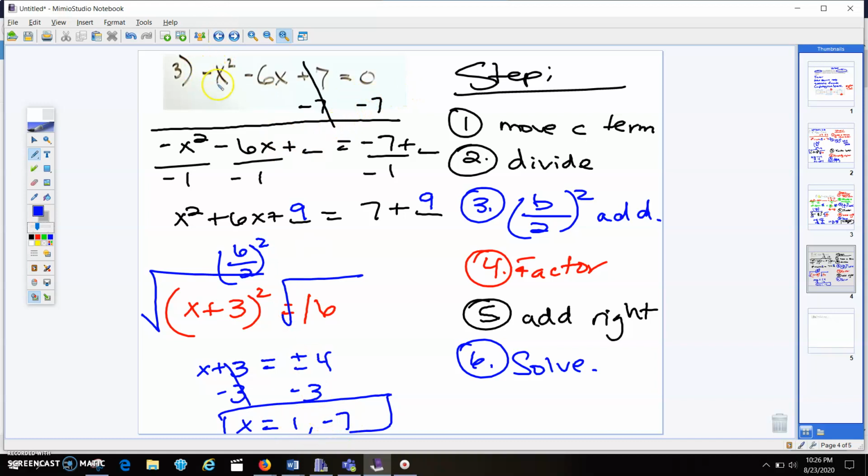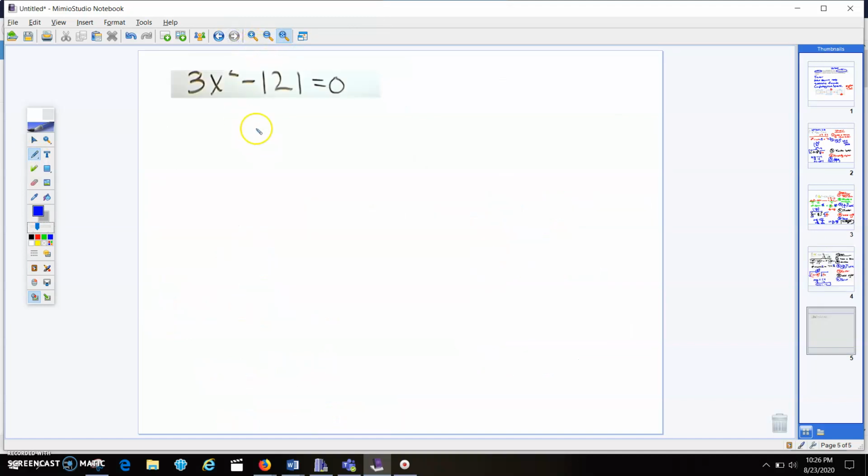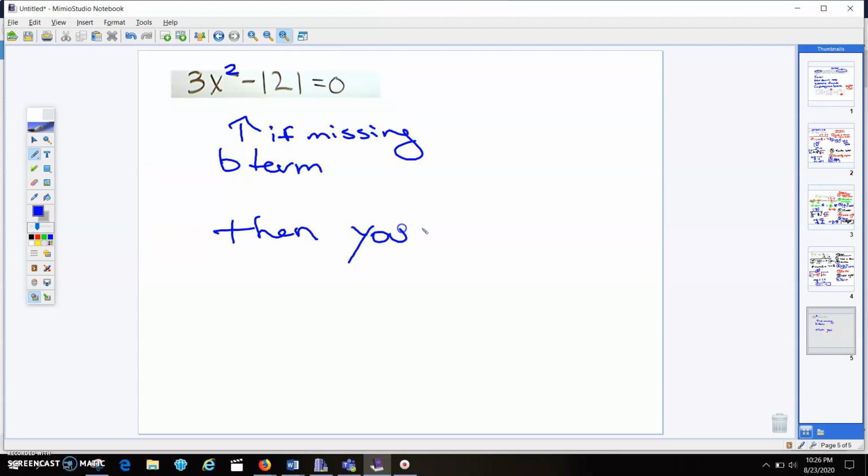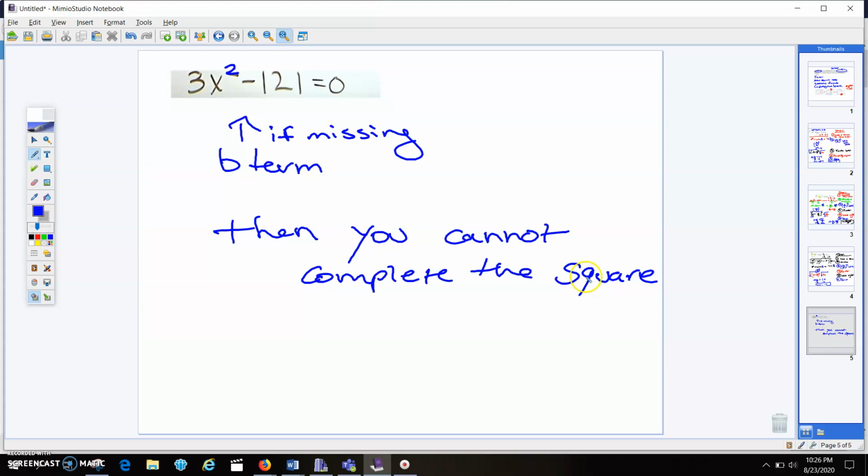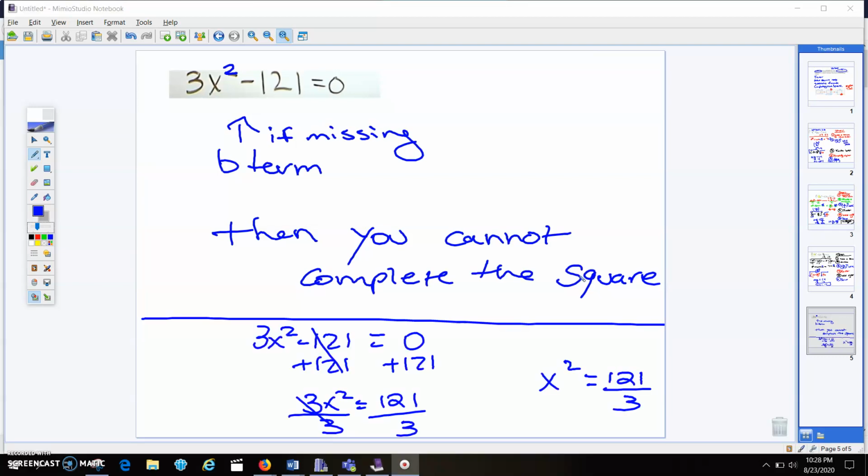Okay, so just pay attention to what your a term is. That's going to be really, really important. Remember that a term. Okay, so that's really going to change some stuff if you don't pay attention to it. Last one. Okay, and on this problem, what we notice is that it's missing our b term. Okay, so if it's missing the b term, then you cannot complete the square. Okay, so you would have to use quadratic formula or some other method. So just keep that in mind.